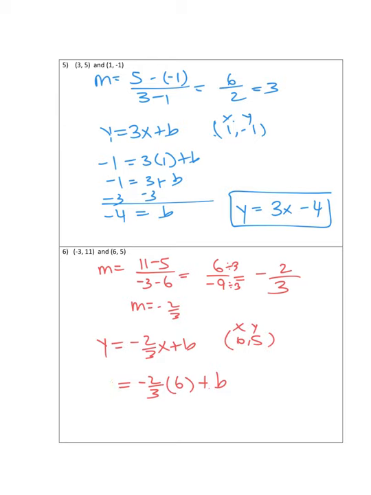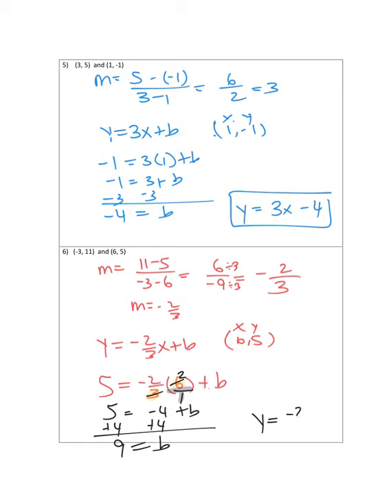I can see that I'm going to highlight in yellow that 6 is divisible by 3, so I don't need to clear the fraction. So I'm going to put this over 1 and cross cancel. It goes in twice. So I have 5 equals negative 4 plus b. When you add the 4 over, you get 9 equals b. So your equation is y equals negative 2/3 x plus 9.